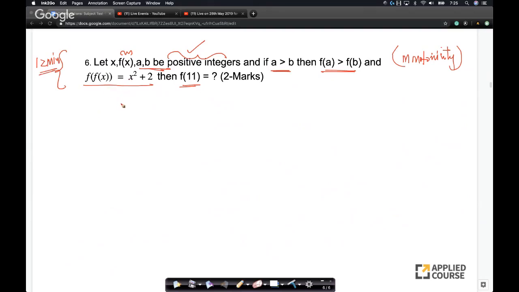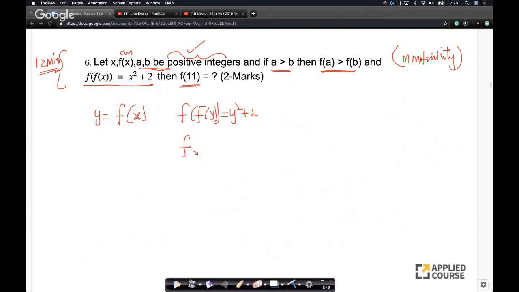So, okay, we are given this, so let's assume y equals f of x. Then, can I write f of y? I'll write f of y as y square plus 2, right? Obviously, because look at this. This is a function from positive integers to positive integers. So this makes sense, right? f of y is y square plus 2.